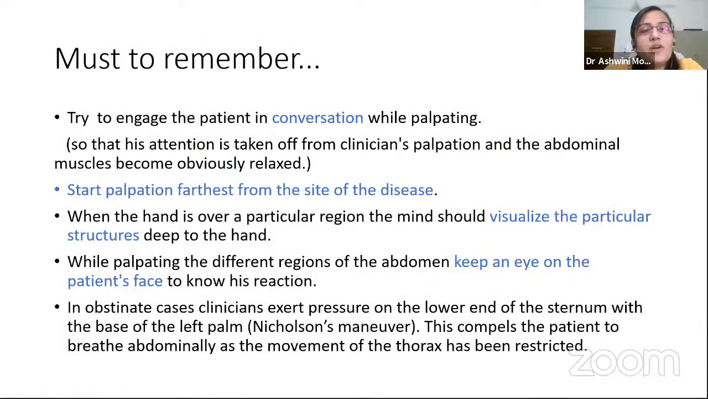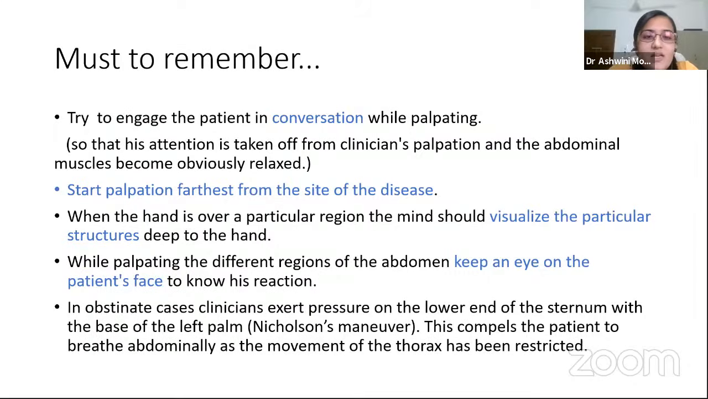Another point is that we have to keep conversing with the patient, so his mind will be diverted from the pain. Start palpation from the farthest point from the disease. In the initial stage, you don't want to put the patient in a painful condition, so that it becomes obvious that we are going to do something else with him. So start from the farthest point.